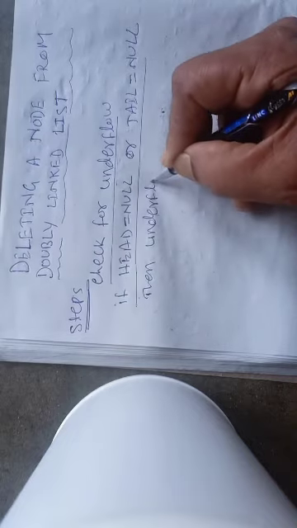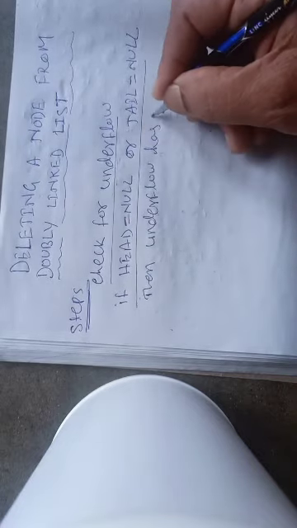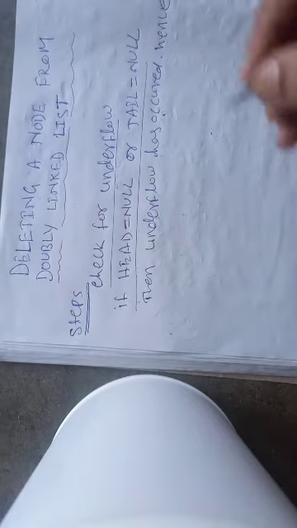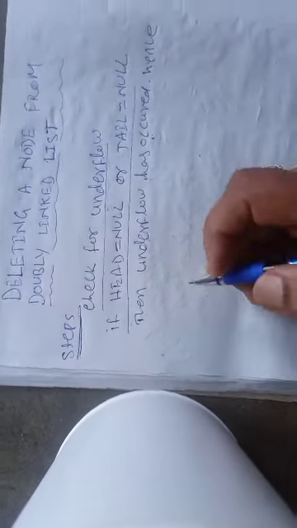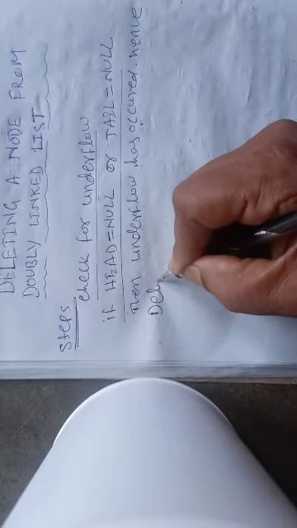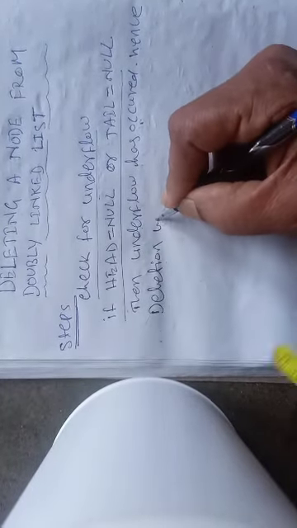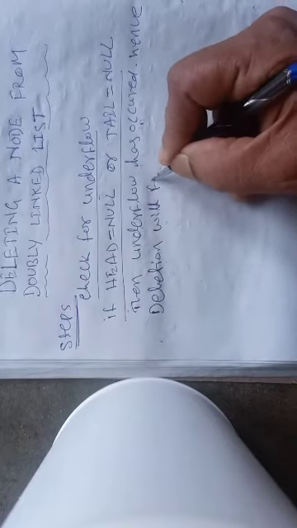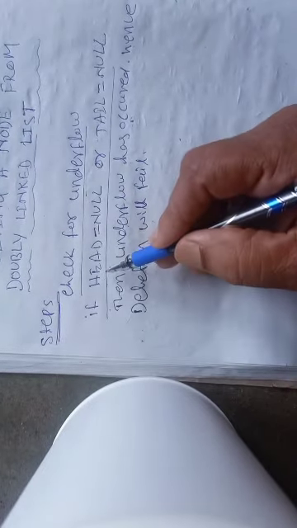So then underflow has occurred, hence deletion will fail. So in that case deletion will not occur. So when we write the algorithm, in the first step we have to check if the variable head is null or not, or we can check if variable tail is null or not. Okay, when both of them are null, the list is empty, so we cannot delete.